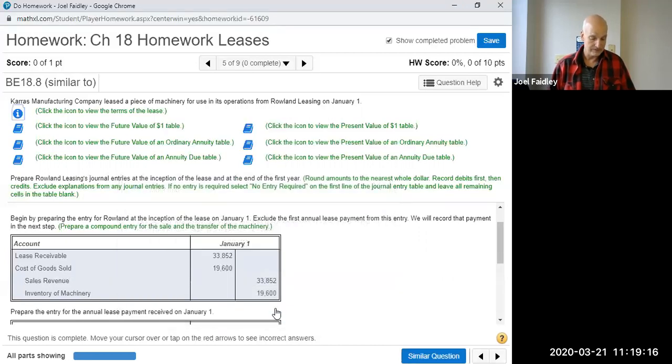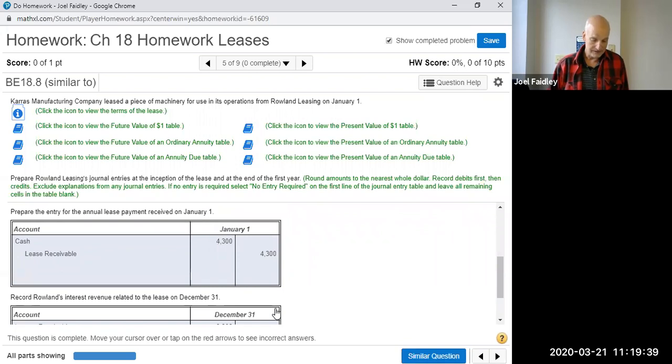All right, so you've had time to look at that. So there's the transaction. Lease receivable. I'm the seller, I'm the lessor. Coming off my books is the inventory, $19,600. The entries are inventory, cost of goods sold, lease receivable, sales revenue. See how that works? Four journal entries. Very fundamental.